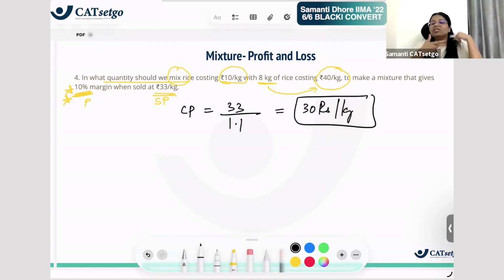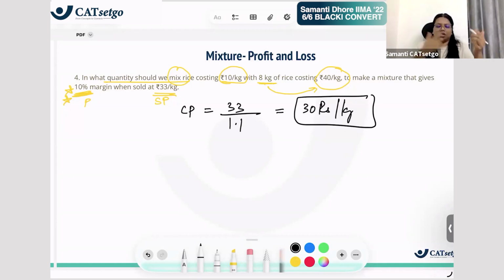So basically, I'm going to sell at 33. But my cost as a shopkeeper is 30 rupees per kg only. So if the cost is 30 rupees per kg only for me, I have to make this happen via mixing, right? But why do I have to mix it? Because I was supposed to buy it at 30 rupees per kg, but I went to the manufacturer and there were only two qualities of rice present, 40 rupees and 10 rupees.